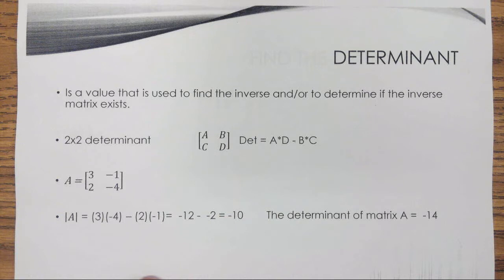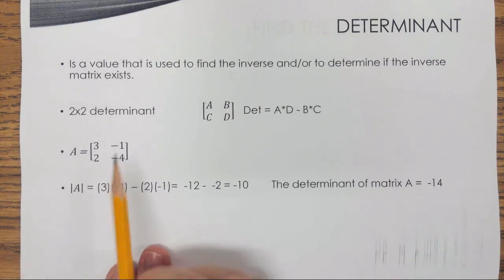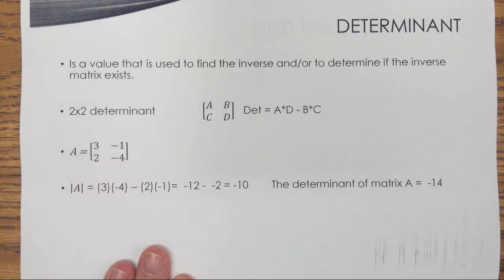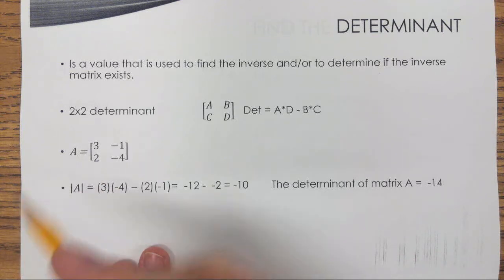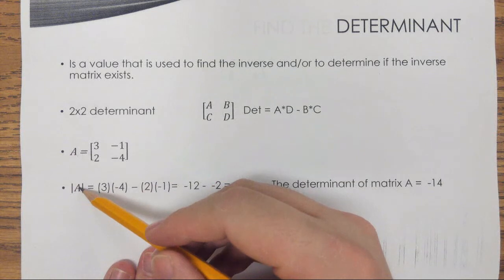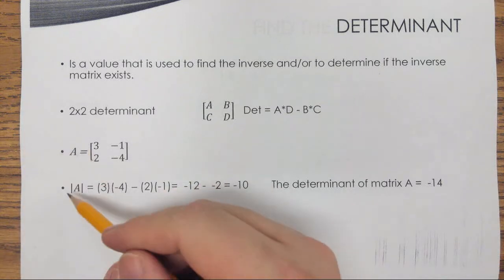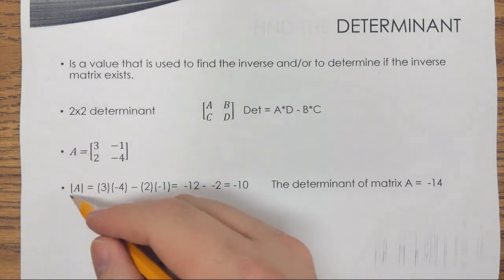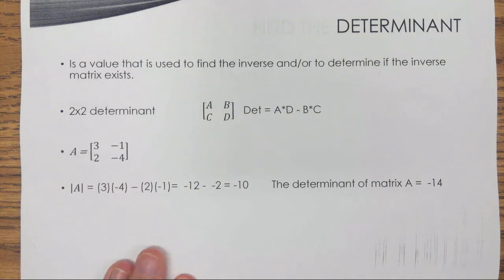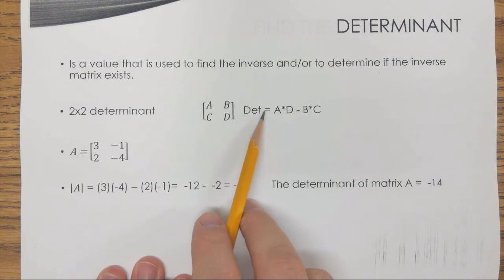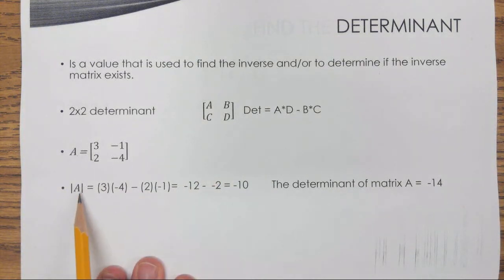Okay? So let's do one here. Here's matrix A. I'm looking for the determinant of A. If you see this letter A inside of these two lines, and you're talking about matrices, this does not mean absolute value. This means the determinant of that matrix. So you could see it written as determinant A, or with two lines like this, it'll be determinant A.